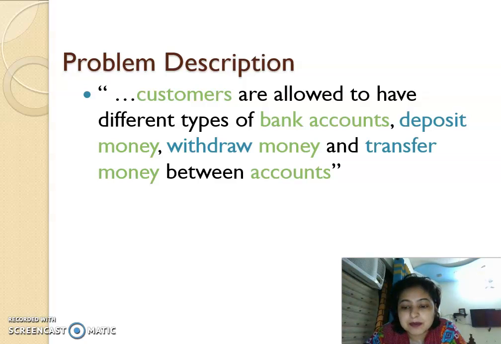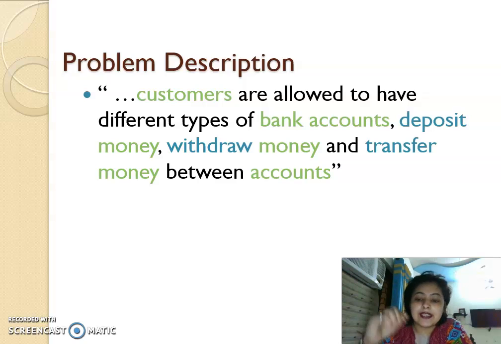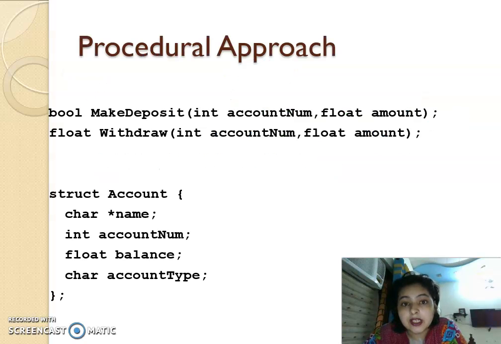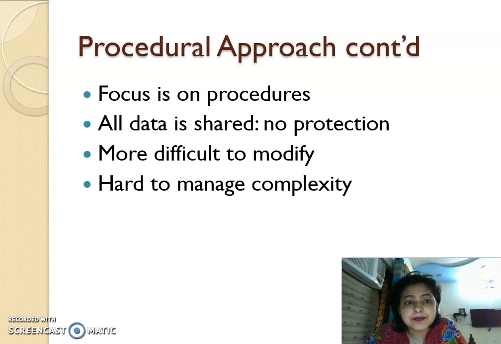So C is more concerned with functions, right? What functions you will be doing, right? You will be doing transfer, deposit money, you will be doing withdrawal of money, right? You are using transfer, so you are concerned more with functions, you are not concerned with objects, right? So in C procedural approach we are more concerned with functions, like deposit, this is just an example, right? Deposit, what structure you are using, right?